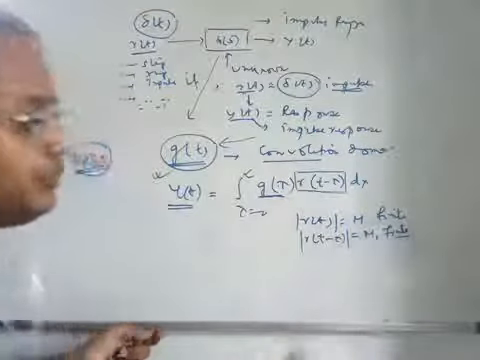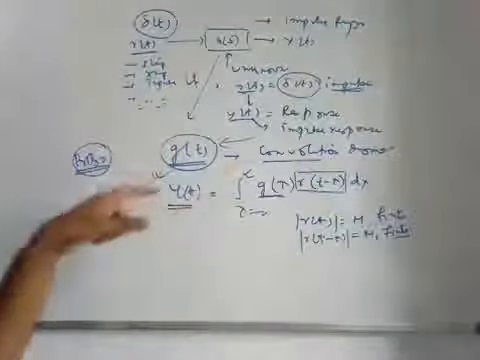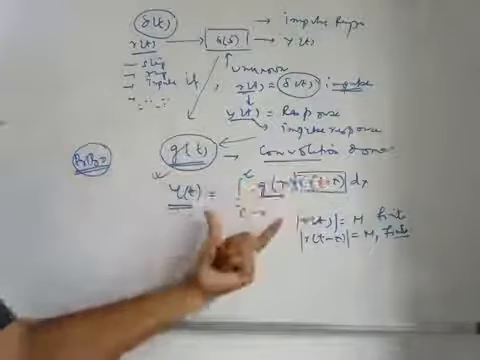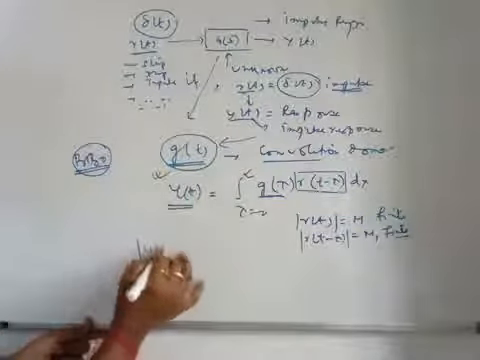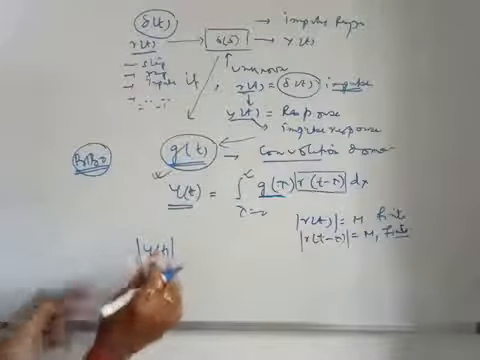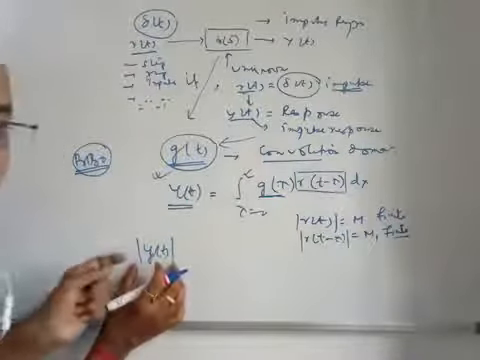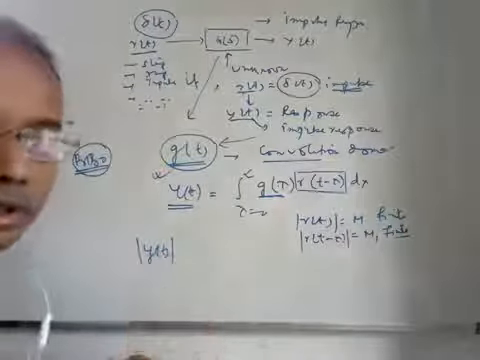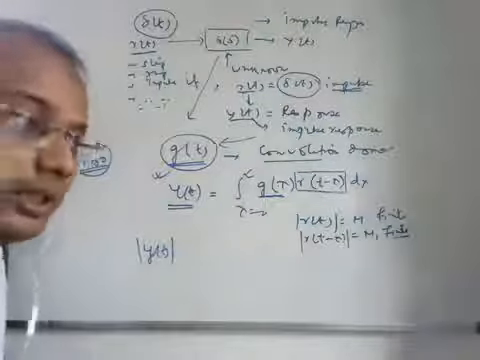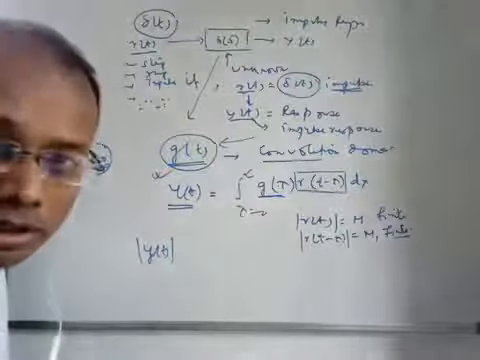So this is again a finite quantity, right? So this is actually the integration formula. If you take the modulus on both sides, we have to find whether the output is bounded or not. If the input is bounded, what should be the conditions so that the output will also be bounded, right?